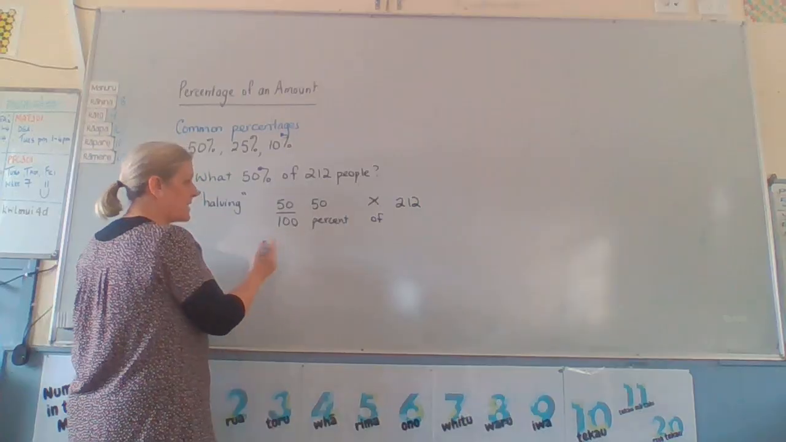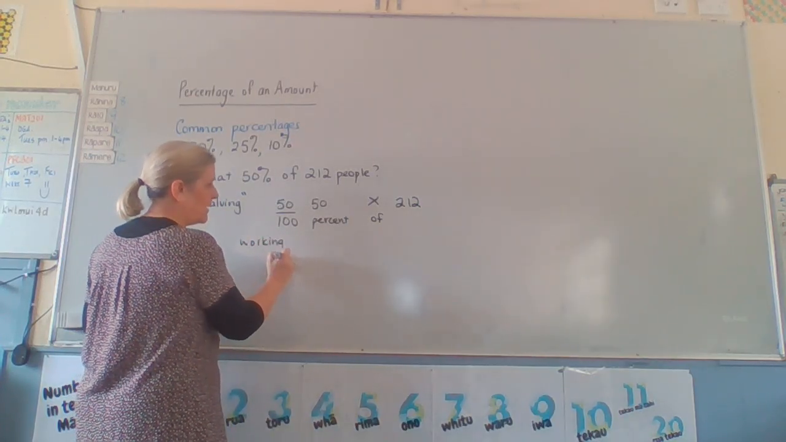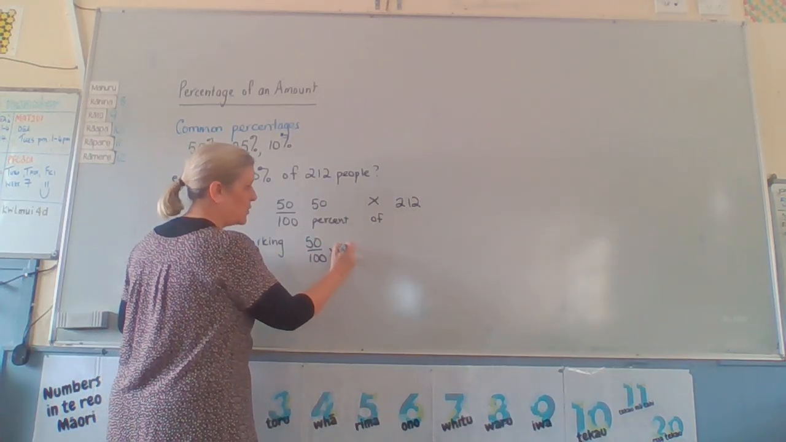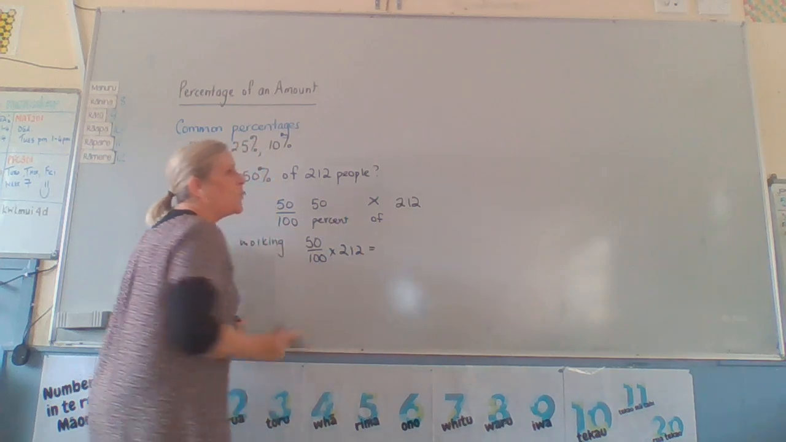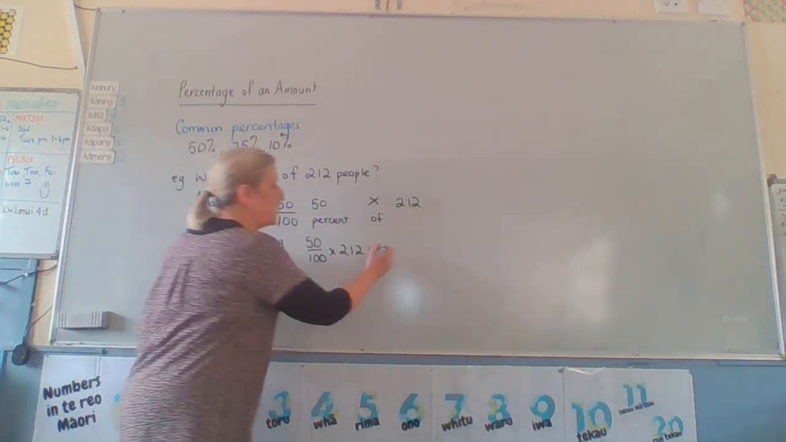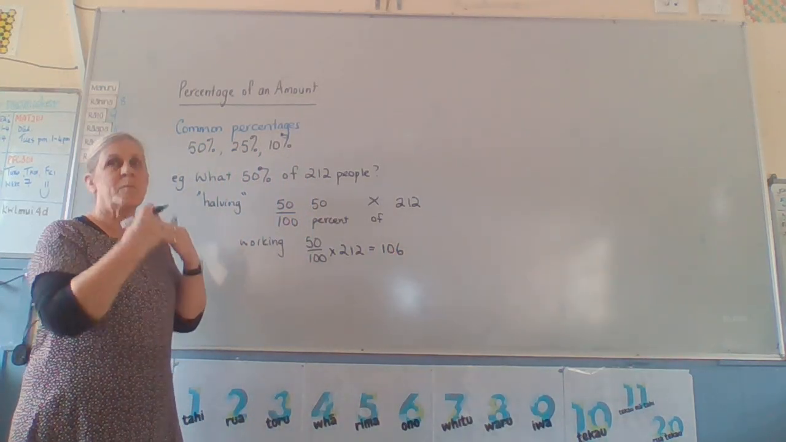So we would write down as our working 50 over 100 times 212. We know 50 over 100 is a half. We know we're halving. We don't need a calculator to do that. That is called a common percentage.